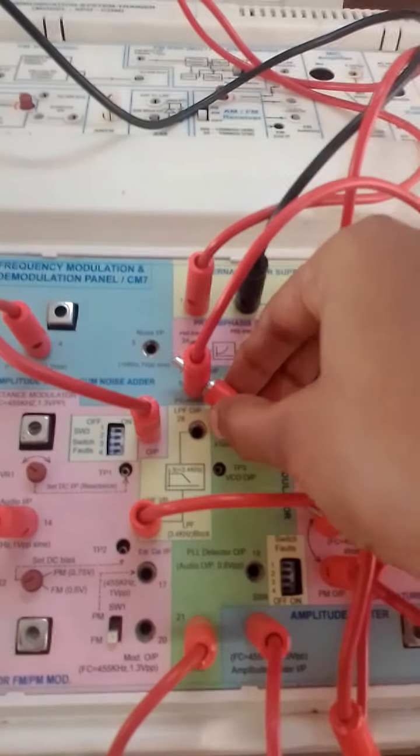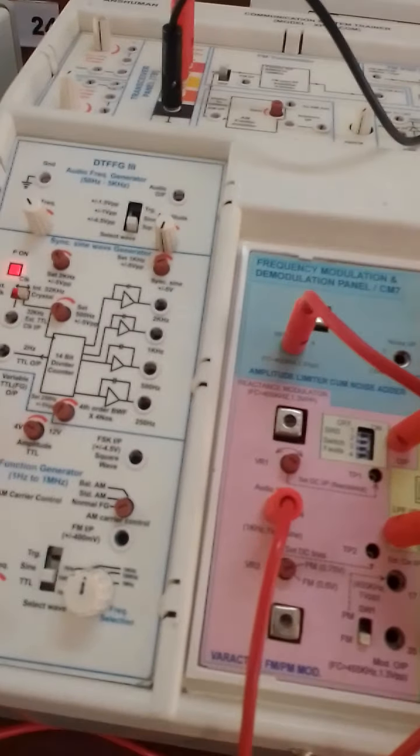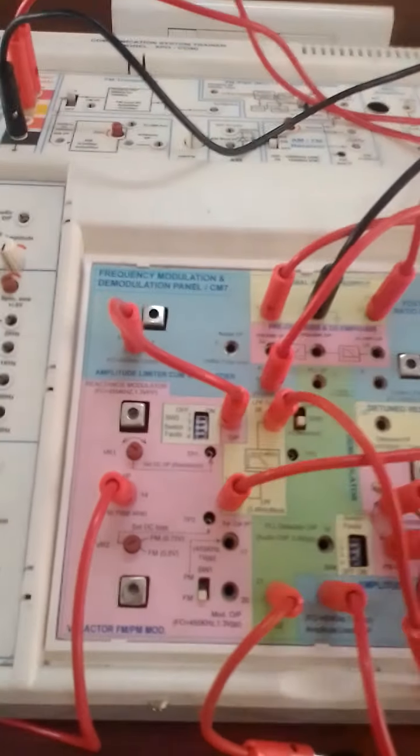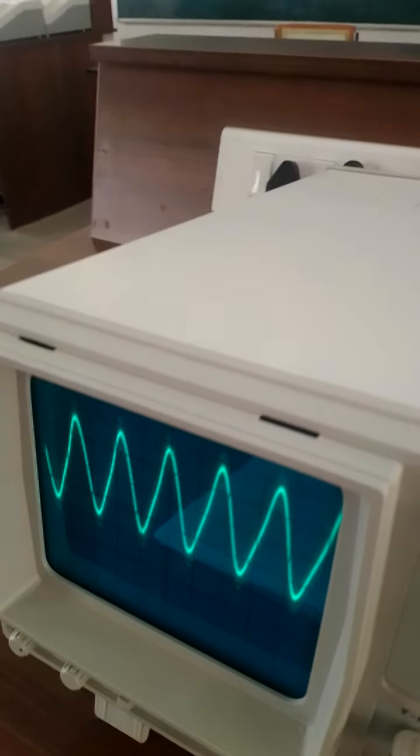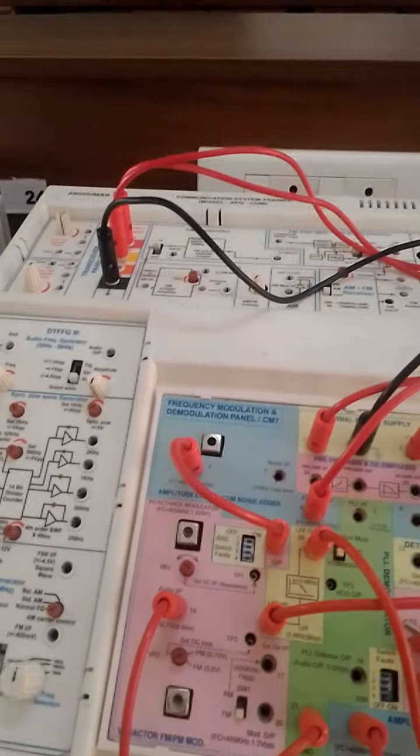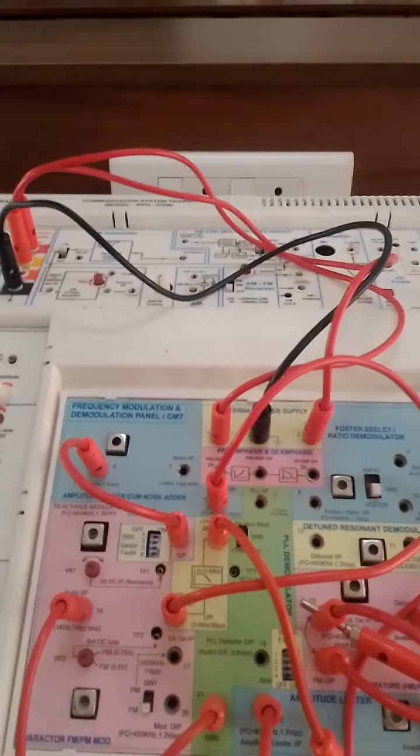Now we are going to see the frequency demodulation. I am going to remove this and keep this pin at pin number 28. Now we get the frequency demodulated output. This is the experiment, frequency modulation and demodulation. First we should know the wiring sequence. By giving the proper wiring sequence in this kit, we will be able to get the modulated and demodulated output.